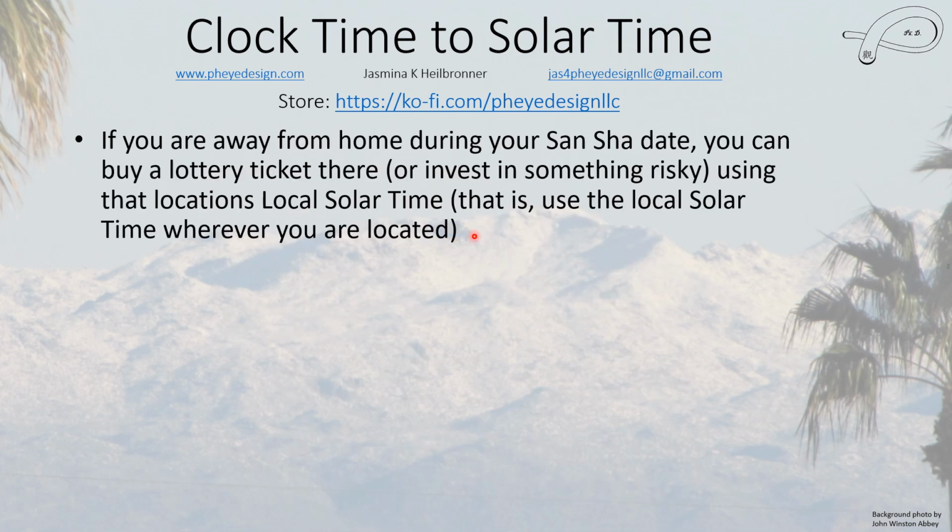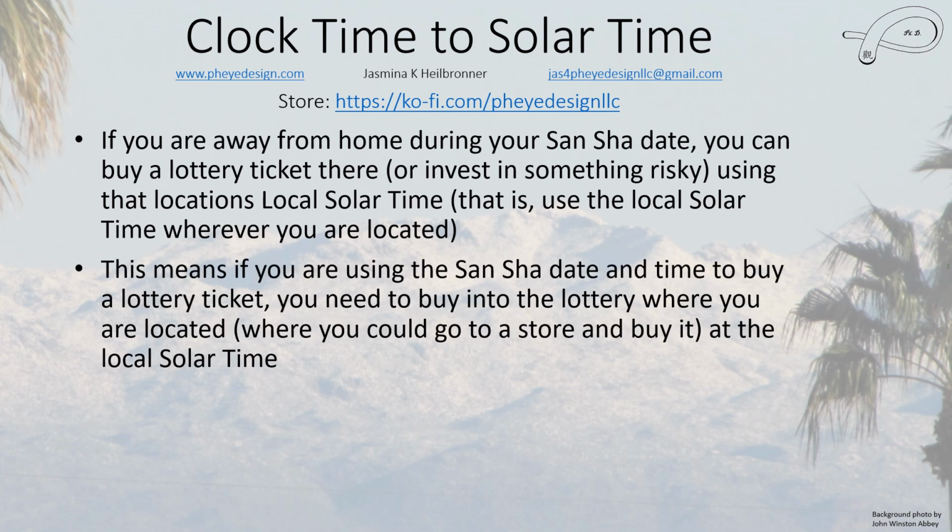So if you are away from home during your San Sha for Windfall Wealth date, you can buy a lottery ticket where you're located. Or you could invest in something risky if you were planning on doing it. It'd still be a good time. And you're going to use that location's local solar time. You use the local solar time of wherever you're located when you do the buying. This is something you really need to understand: it's not your house, it's where you are at. So if you're going to use this date to buy a lottery ticket, you need to buy a lottery where you are located, where you could go to the store and buy it. And that's at the local solar time.